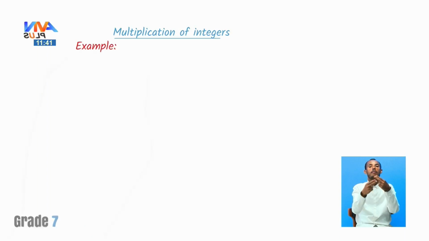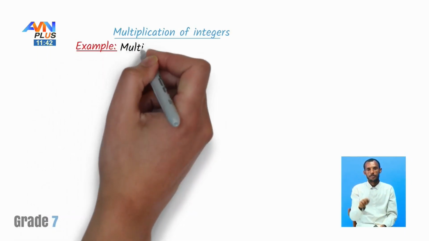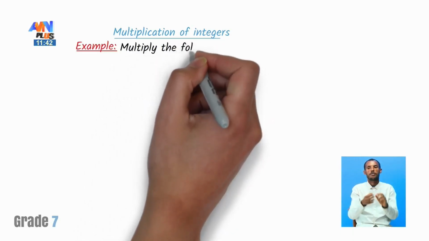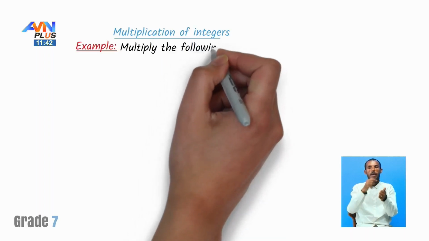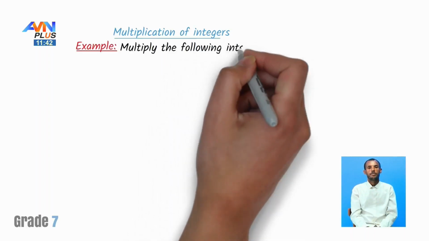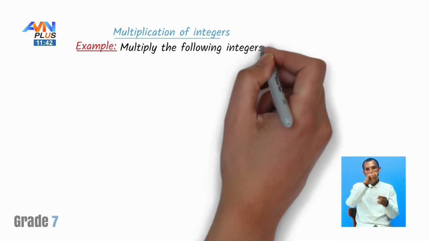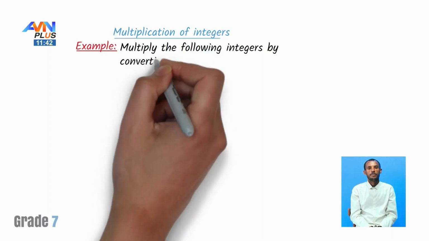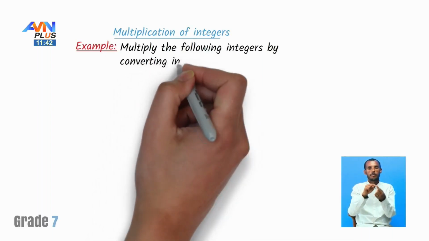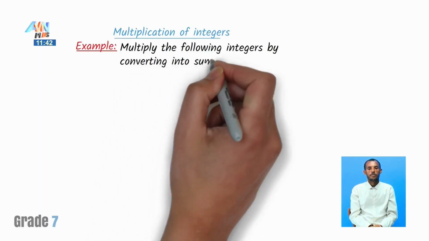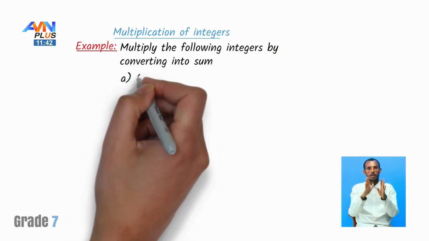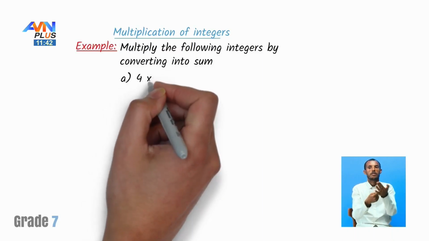Multiply the following integers by converting into sum. The first one is, let's try to multiply this. Let's start from this simple question.